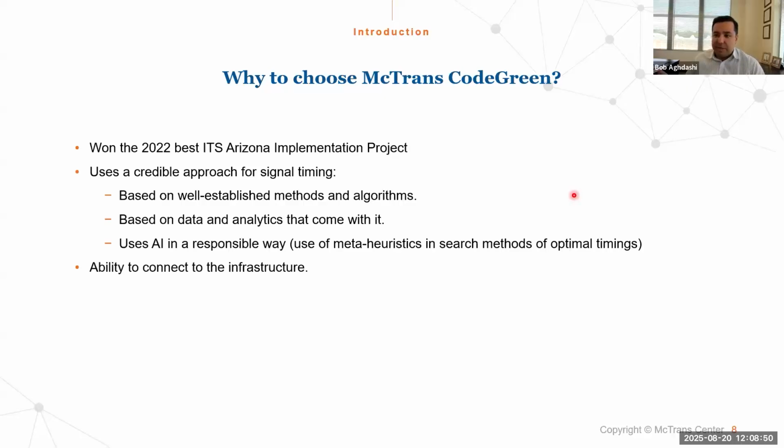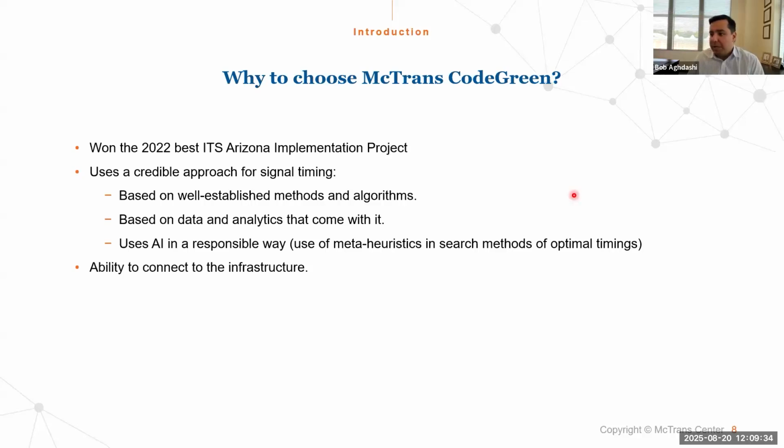That's why the optimization algorithm is based on well-established methods and algorithms. It is based on data and the analytics that come with it. And there are some uses of AI in the form of meta-heuristic and heuristic algorithms, in a responsible way. Nowadays, when you talk about AI, everybody thinks we send the stuff to ChatGPT and it comes back. No, that's not the case. In a responsible way, sticking to our principles at McTrans, this is how we go about signal timing optimization, to make sure we offer the same credibility that we offer with all our other software.